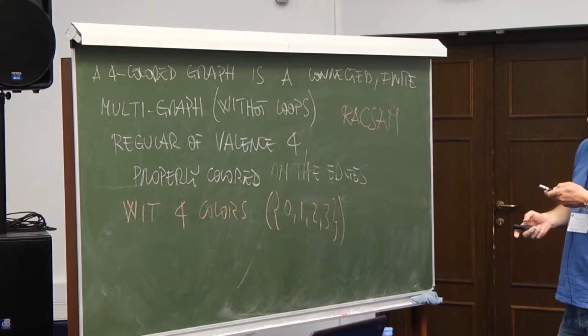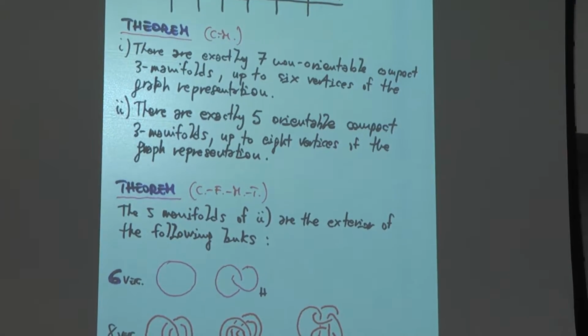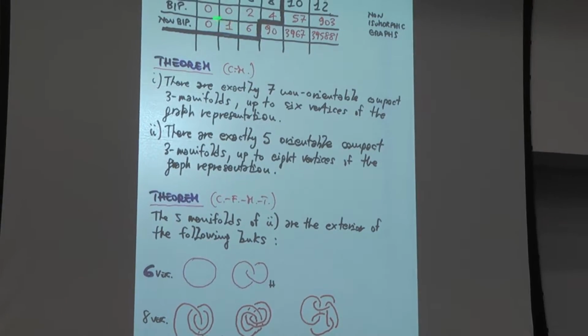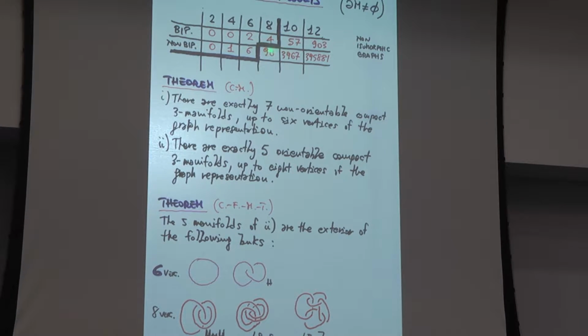Of the 7 non-orientable graphs, we have exactly 7 non-orientable compact 3-manifolds. So these 7 graphs are different, and also the manifolds are different, because the boundary is different. In the case of orientable up to 8 vertices, there are 6 different graphs, but only 5 orientable compact 3-manifolds. So 2 graphs with 8 vertices are non-isomorphic, but give the same 3-manifold. So it was the first very naive classification.